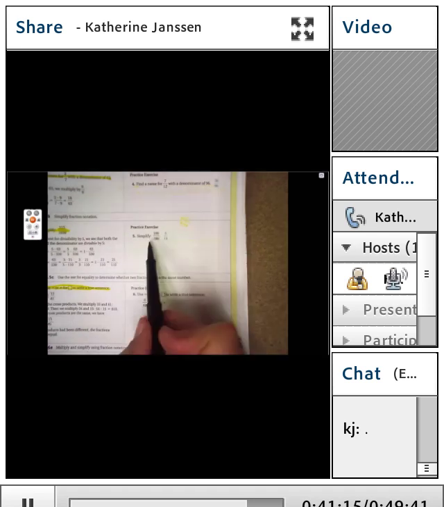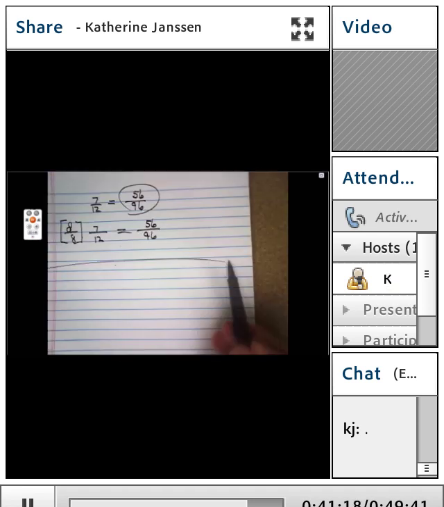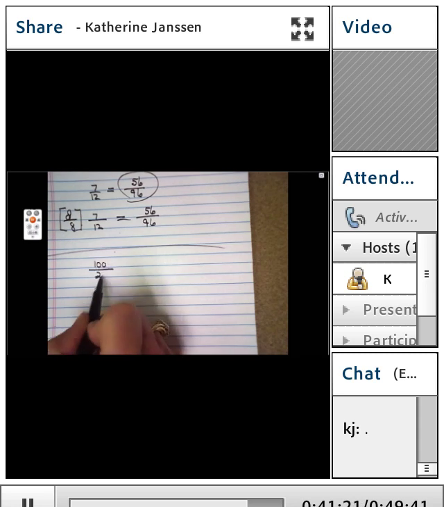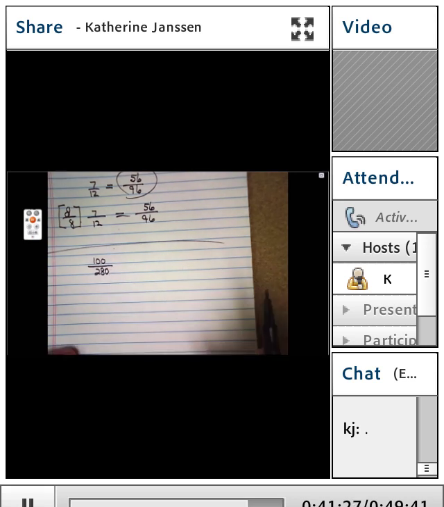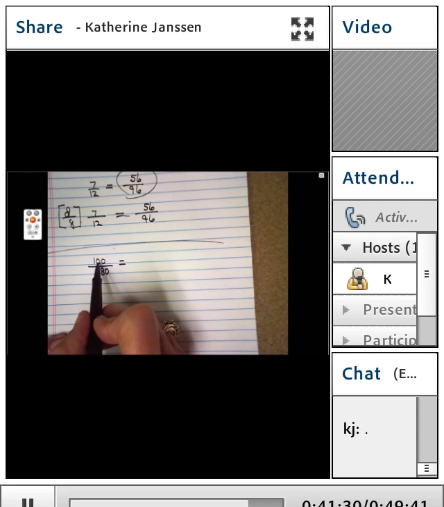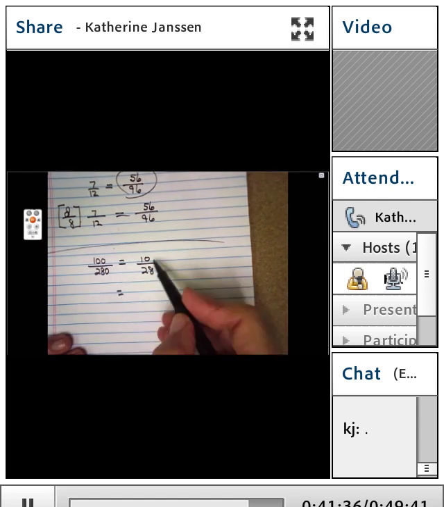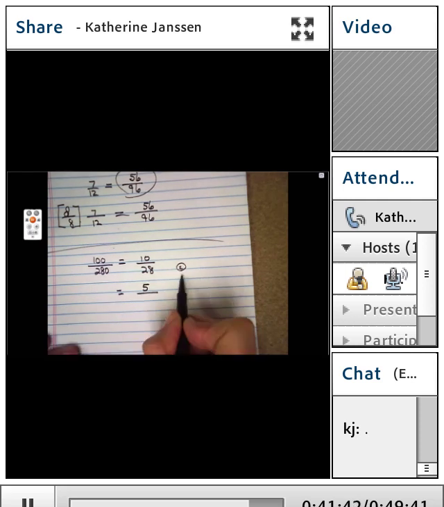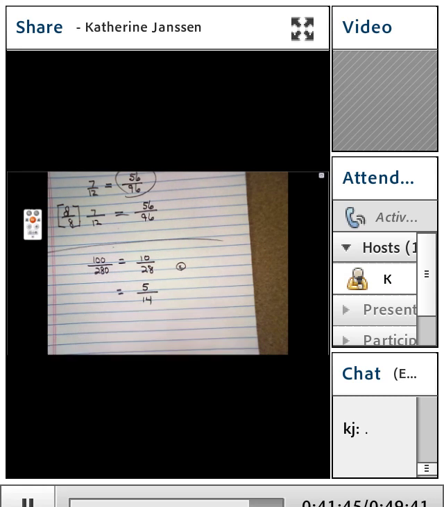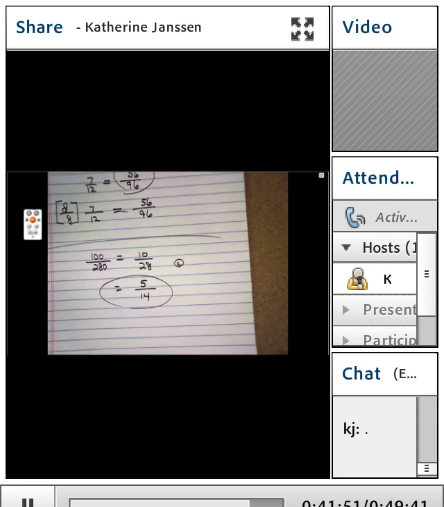Simplify 100 over 280. Well, if 0 is in the ones digit, I know I can divide by 10. So 10 goes into 100 10 times, and 10 goes into 280 28 times. My ones digit is even, so I know 2 will go into the numerator 5 times, and 2 goes into the denominator 14 times. And 5 does not go into 14, so it's simplified. 100 over 280 is simplified to 5/14.